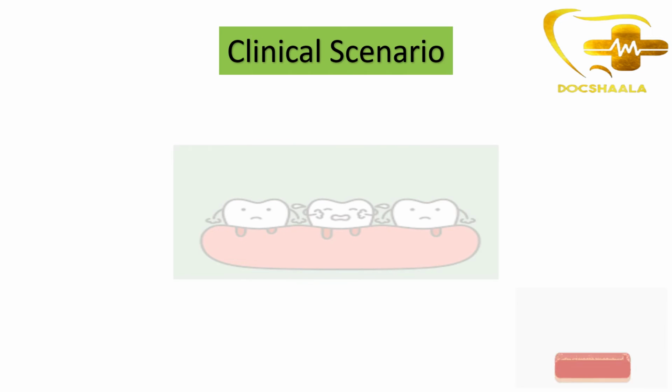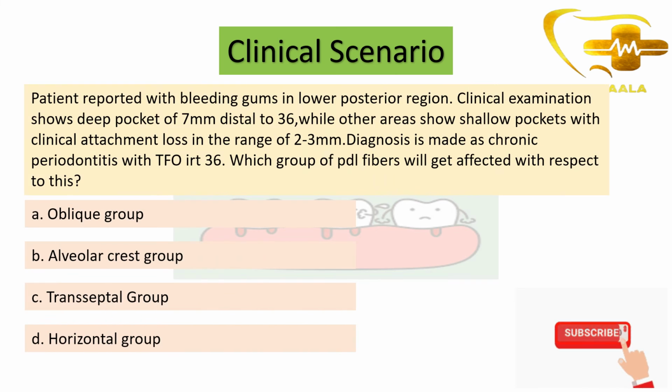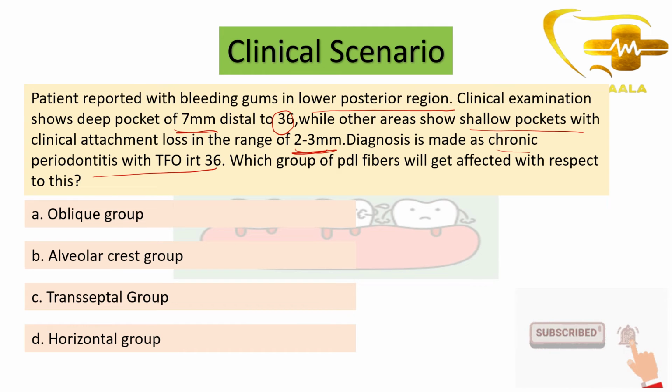Okay, so coming to a clinical scenario here. A patient reported with bleeding gums in the lower posterior region. The posterior region includes premolars and molars. Clinical examination shows a deep pocket of 7 mm distal to 3/6, while other areas show shallow pockets with clinical attachment loss in the range of 2 to 3 mm. The diagnosis is made as chronic periodontitis with trauma from occlusion in relation to 3/6. Which group of PDL fibers will get affected with respect to this?